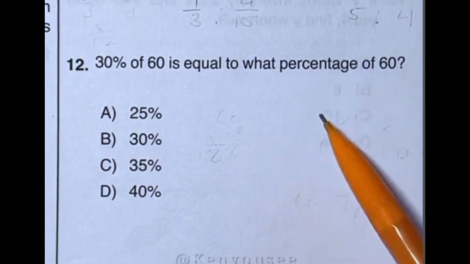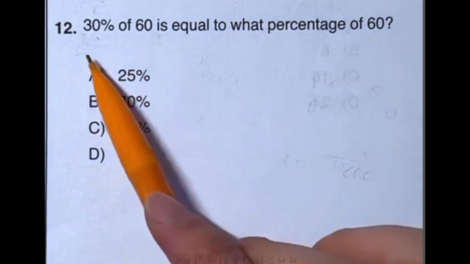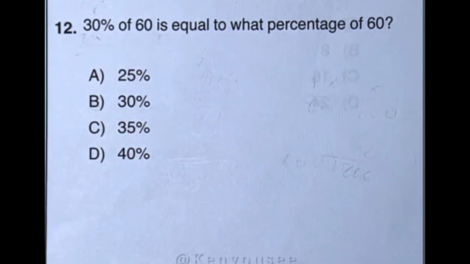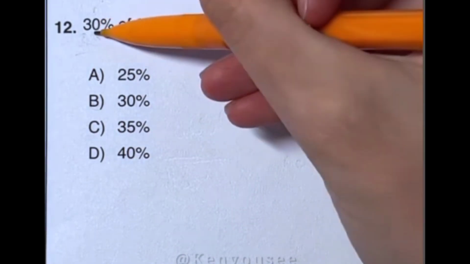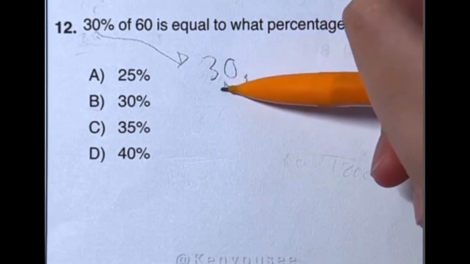30% of 60 is what percent of 60? First, let's evaluate 30% of 60. Now, how do we do that? Well, let's first turn 30% into a decimal, so that's easier to work with. We could do that by taking the number 30 and moving the decimal point 2 place values to the left.